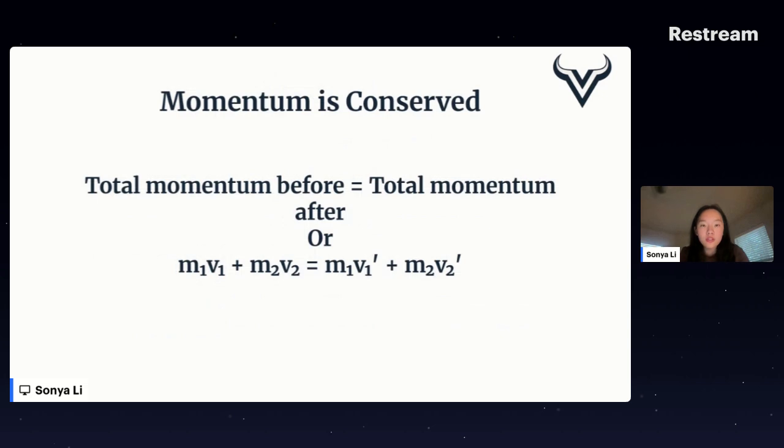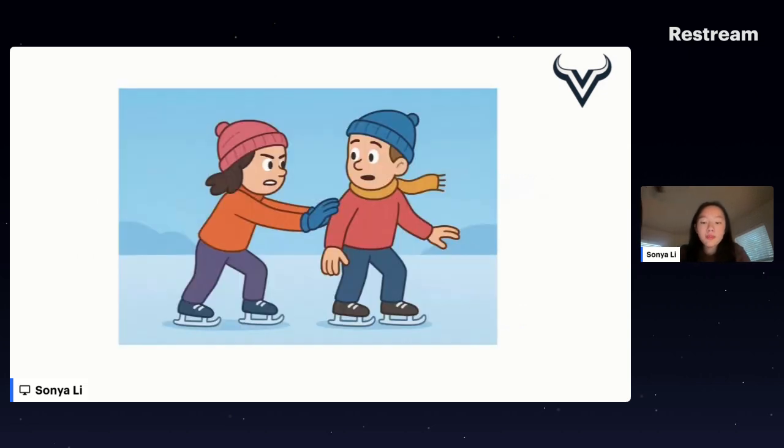Momentum is always conserved in closed systems. That means total momentum before equals total momentum after. Or, if 1 and 2 represent the two objects in a collision, m1v1 plus m2v2 equals m1v1 prime plus m2v2 prime. This applies to things like two cars colliding on a frictionless track. Even if they bounce off or stick together, their total momentum stays the same as long as there are no external forces that interfere.